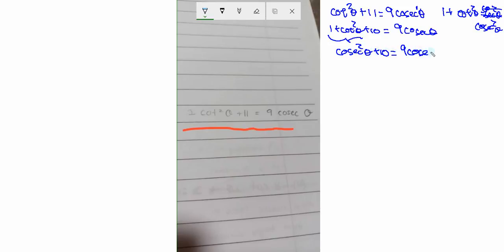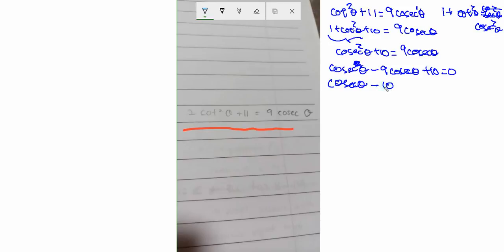Equal to 9 cosecant theta. What you do is bring this to the right hand side, so it's cosecant square theta minus 9 cosecant theta. This is a square here, remember, plus 10. Okay, now we're ready for factorization.